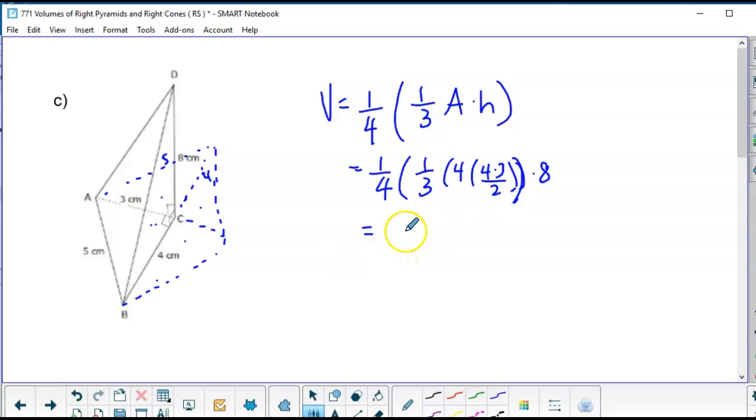So take a look. You could actually do this without a calculator, right? 4 times 3 is 12, and then 2 goes into 4 twice. So that's going to be 16 centimeters cubed.